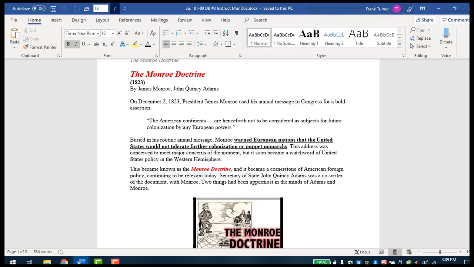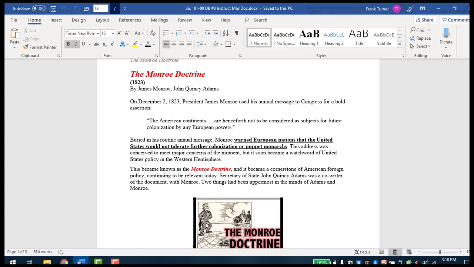So December 2nd, 1823, Monroe used his annual message to Congress for a bold assertion. The American continents are henceforth not to be considered as subjects for future colonization by any European powers. He's telling Europe to stay out.